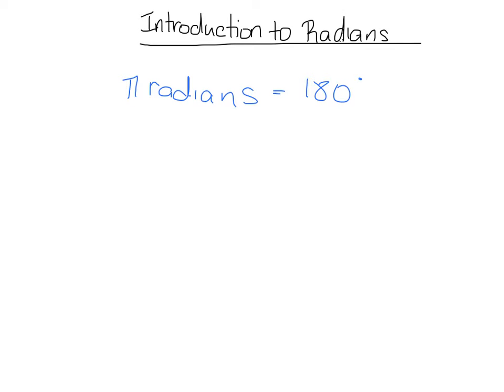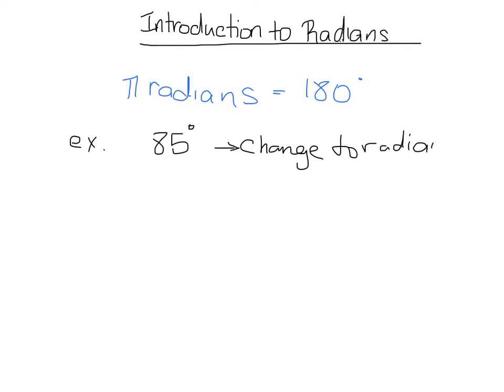You can do it by setting up a ratio and cross multiplying it. That's the way I'm going to do it, but there are other ways to go about it. So for example, if we wanted to turn 85 degrees into radians, all I'm asking is to change 85 degrees to radians. You can set it up like a proportion here.